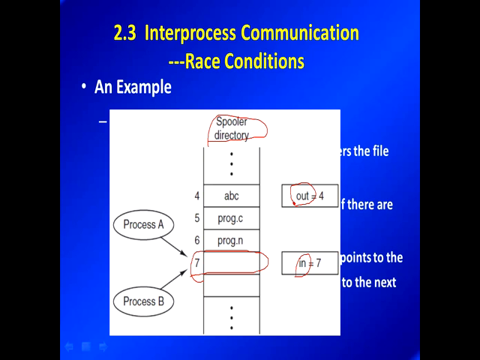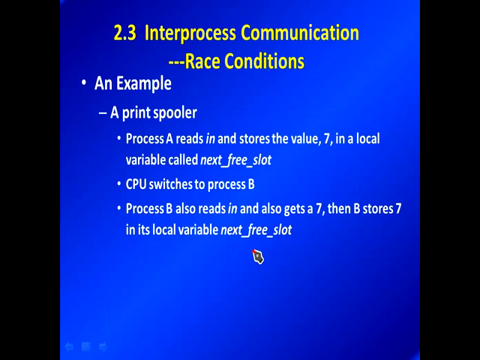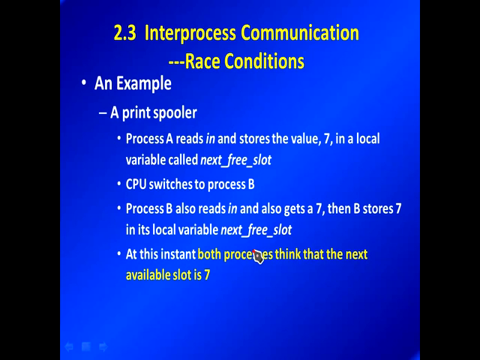So this is the initial state, right? First, out is set as 4. It means the file ABC will be printed next. And this slot is used to store the next new file to be printed. Then we suppose that process A and process B both need to submit some files to print, and the execution order is like this. Of course, there are a lot of other possible execution orders, but in this order, let's see what happens.